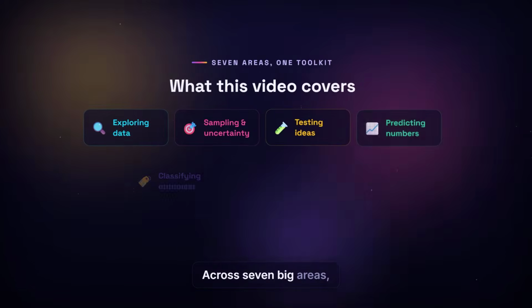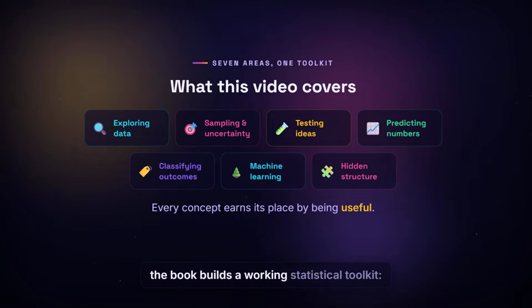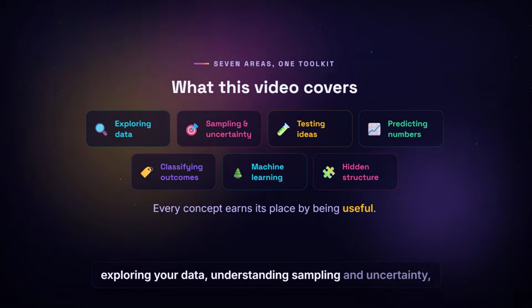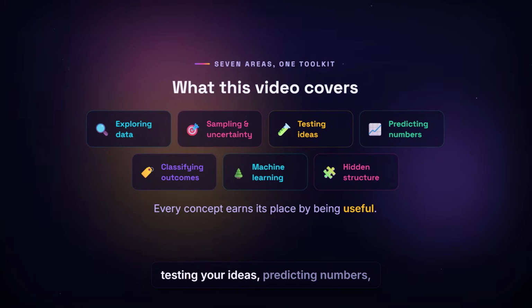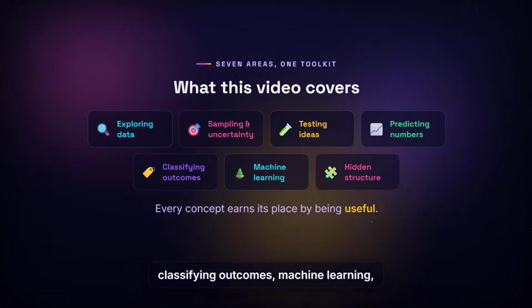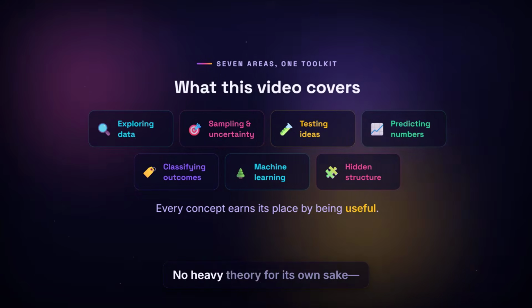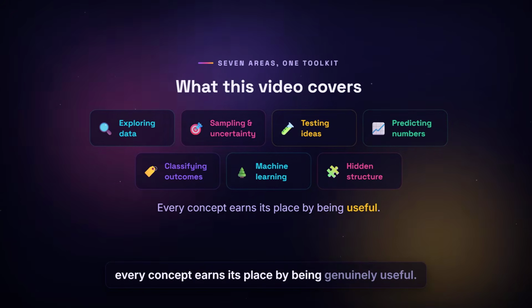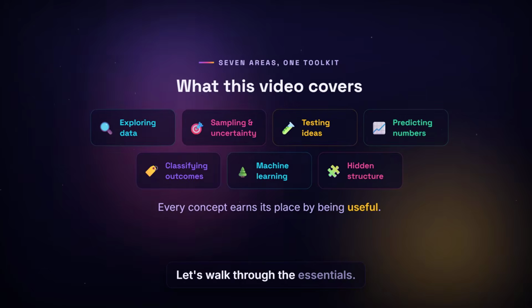Across 7 big areas, the book builds a working statistical toolkit, exploring your data, understanding sampling and uncertainty, testing your ideas, predicting numbers, classifying outcomes, machine learning, and finding hidden structure. No heavy theory for its own sake. Every concept earns its place by being genuinely useful. Let's walk through the essentials.